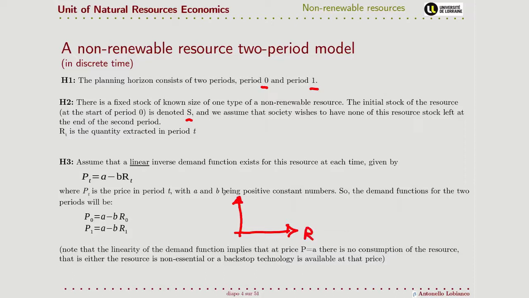Here is the amount of the resource extracted and offered to the market, and this is the price. So this is the demand function for the resource, and this is A. Because of the linearity assumption, at price equal to A, the resource demanded is equal to 0. And this implies that at this price P equal to A, there is no longer consumption of the resource. This means that either the resource is non-essential, we can produce our goods using something else, or a backstop technology is available that at that price can substitute the non-renewable resource.